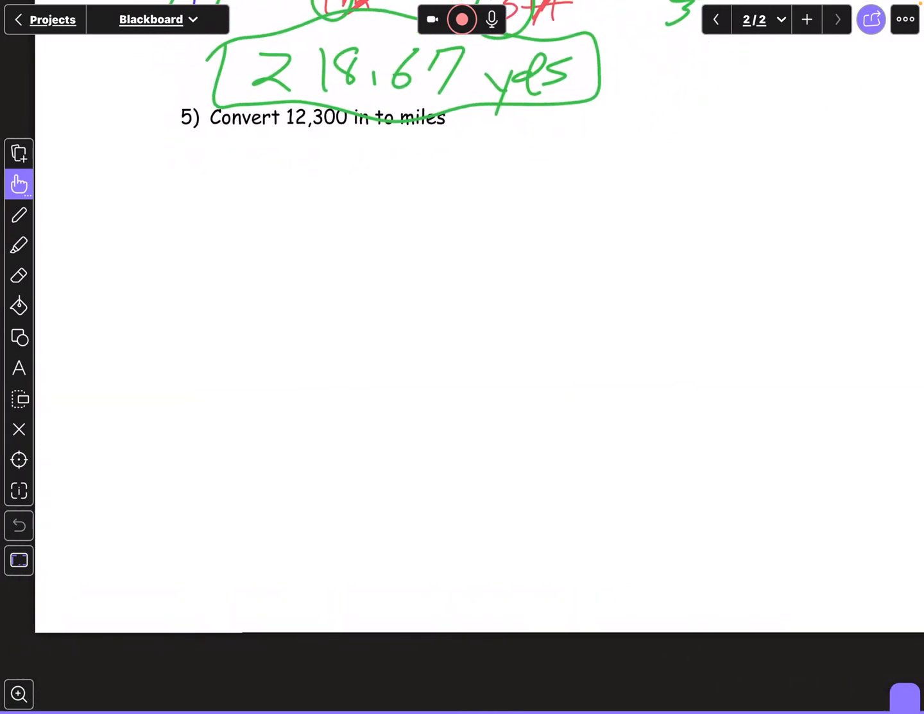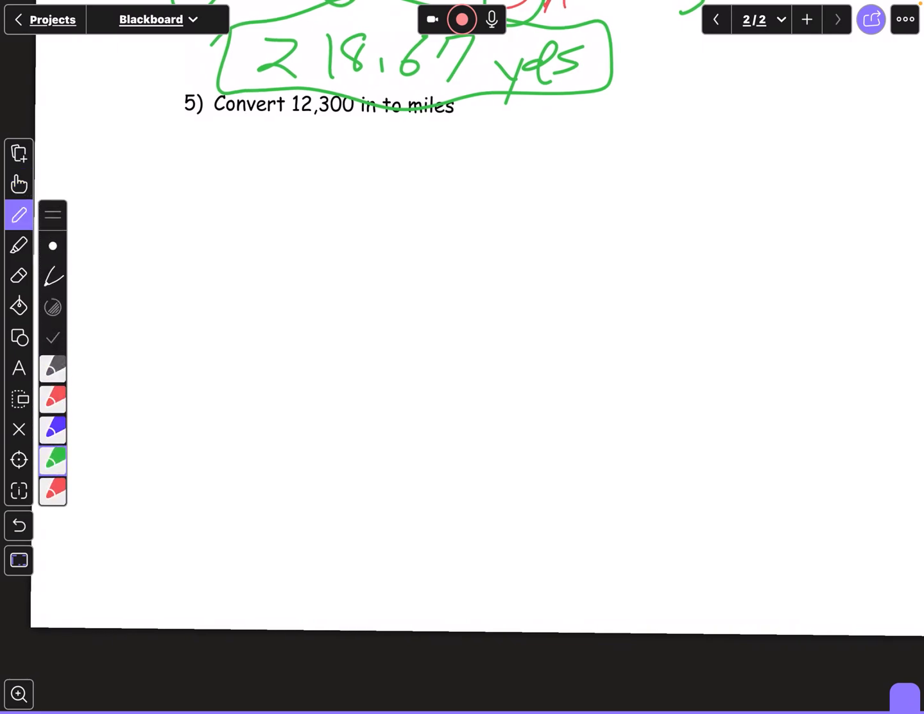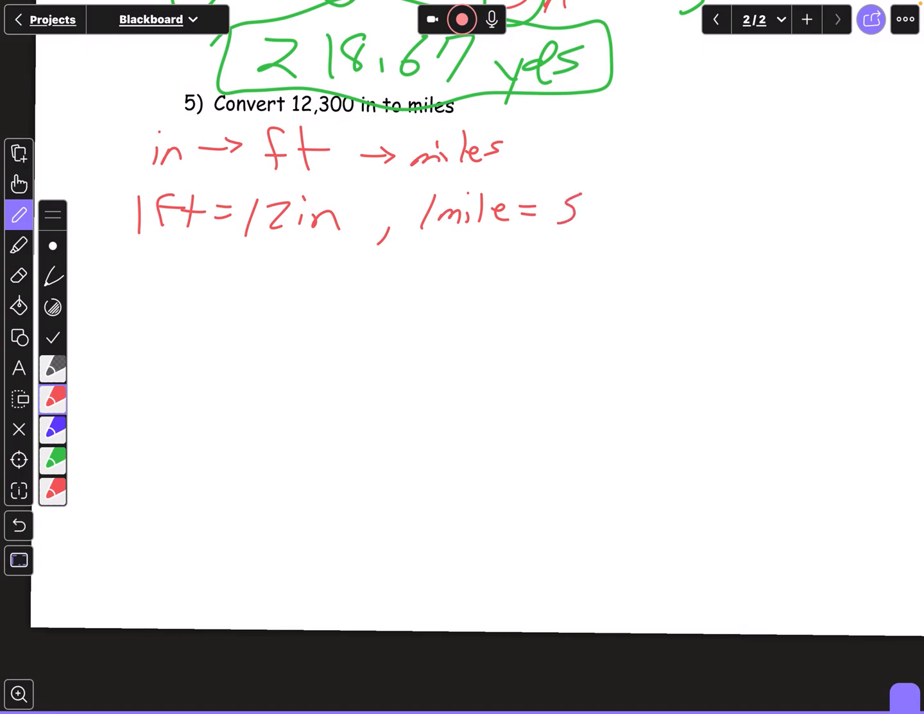Now our last example problem says convert 12,300 inches to miles. This is going to be multiple steps. If I'm in inches first, I can go from inches to feet. And then from feet, I got a conversion factor that I can go to miles. So I need to know that 1 foot equals 12 inches. And then to go from feet to miles, I need to know that 1 mile is equal to 5,280 feet.